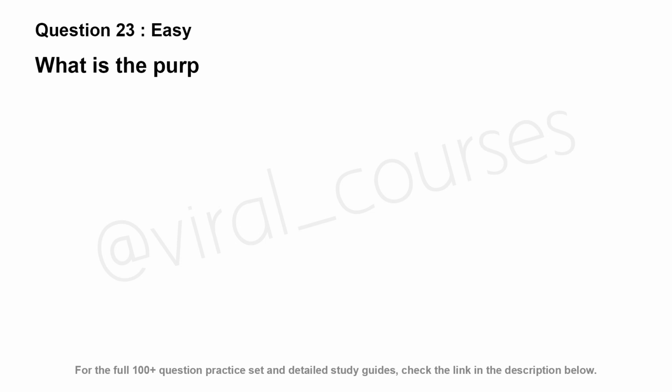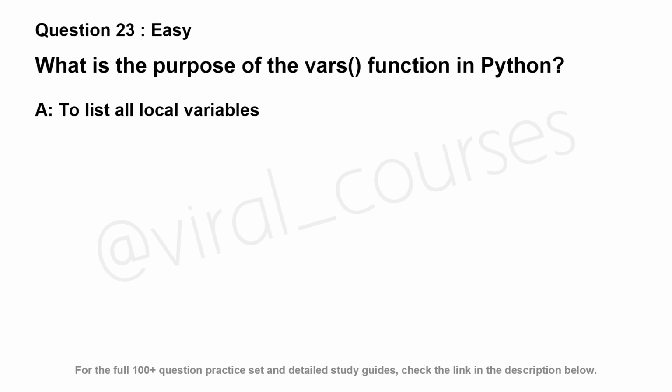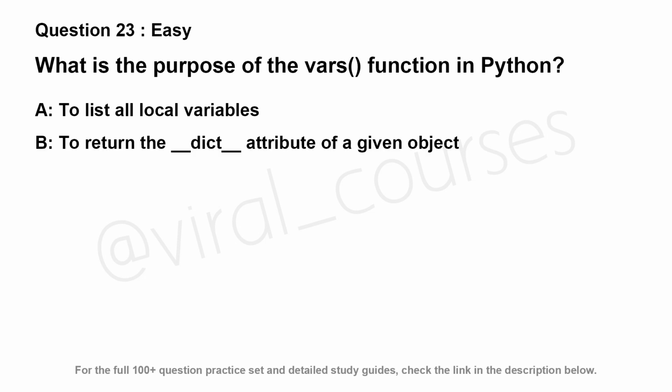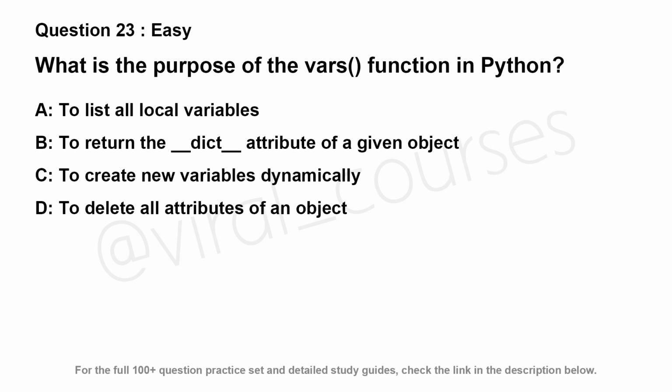What is the purpose of the vars function in Python? Option A. To list all local variables. Option B. To return the __dict__ attribute of a given object. Option C. To create new variables dynamically. Option D. To delete all attributes of an object.